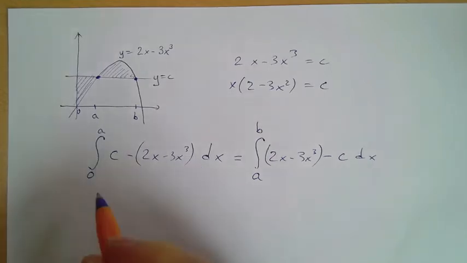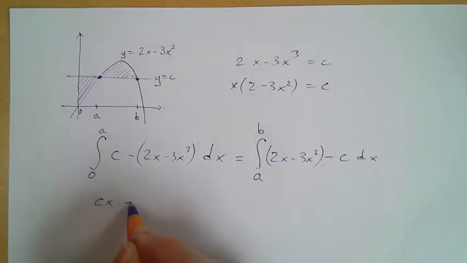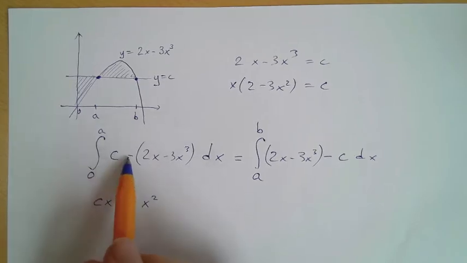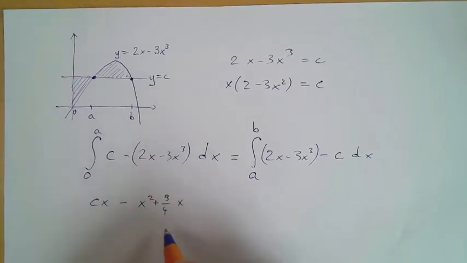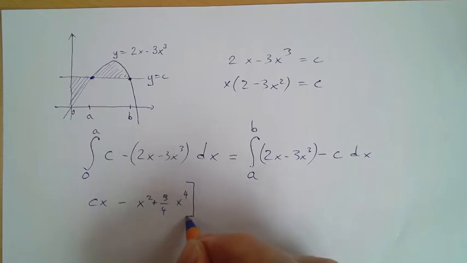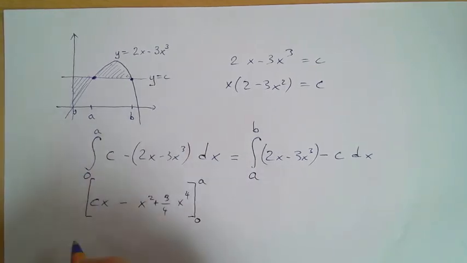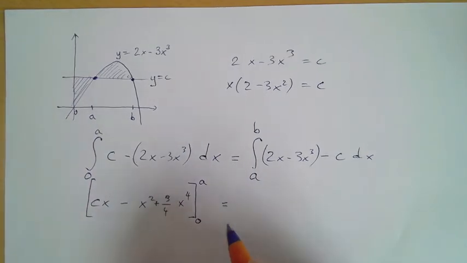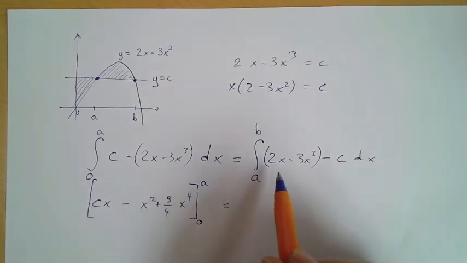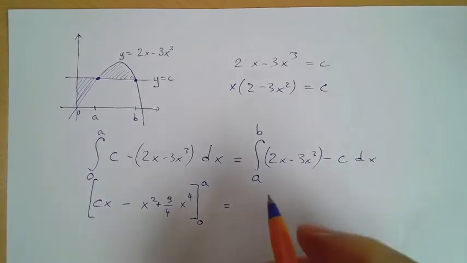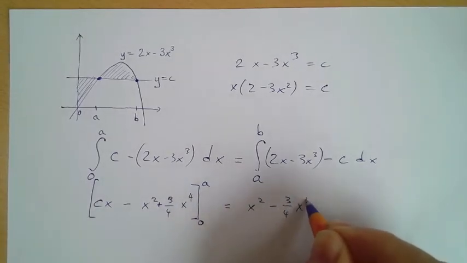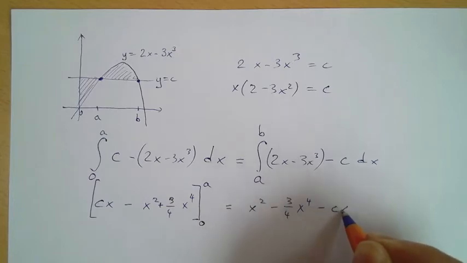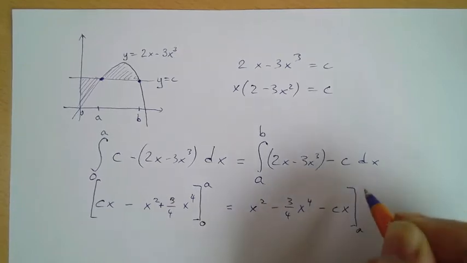If we integrate this, we get cx minus x squared, and minus minus, so this becomes plus 3 over 4 x power 4. That we evaluate between 0 and a. And that has to be equal to the integral of this from a to b, so it's x squared minus 3 over 4 x power 4 minus cx from a to b.